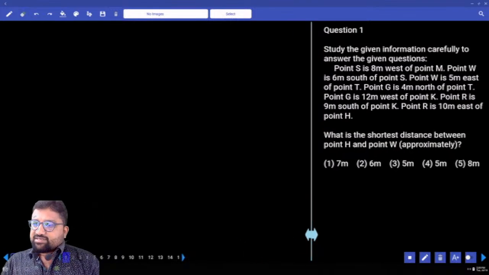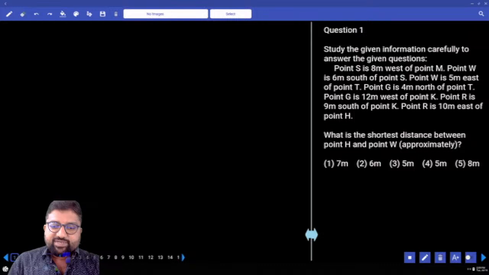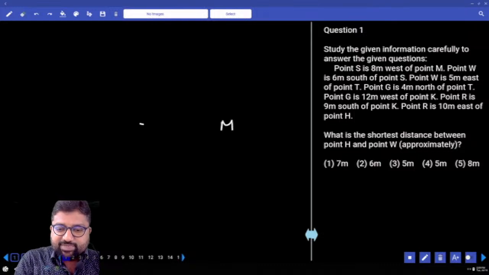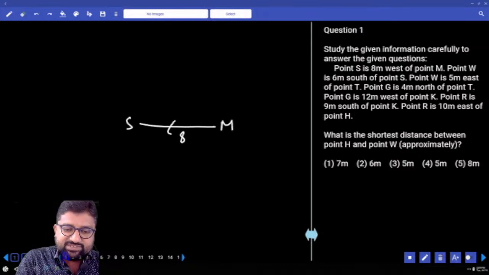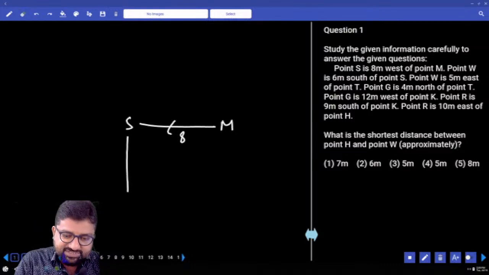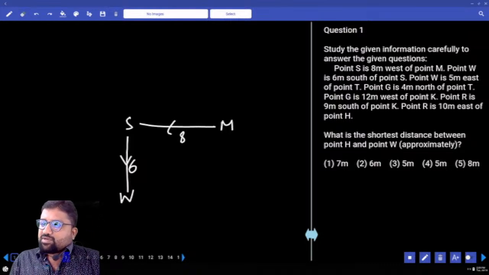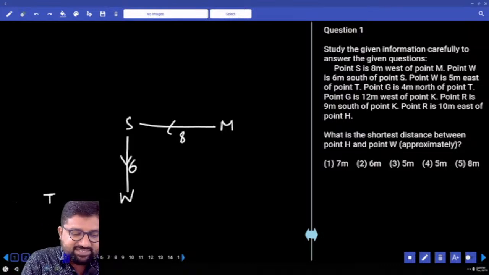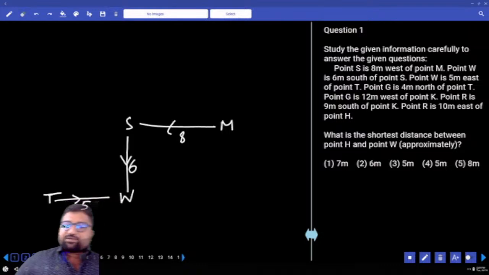S is 8 meters to the west of M. West of M by how many meters? 8 meters. And what is this? S. And then he says W is 6 meters to the south of S. South means 6 meters. What's the point? W. Point W is 5 meters to the east of T. East of T is right of T, 5 meters.